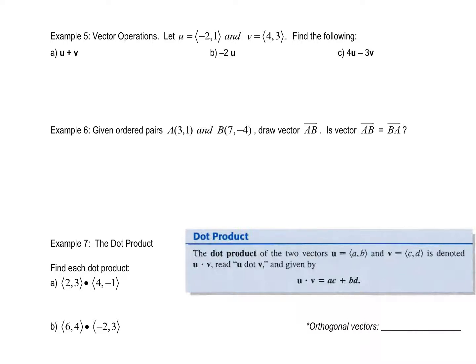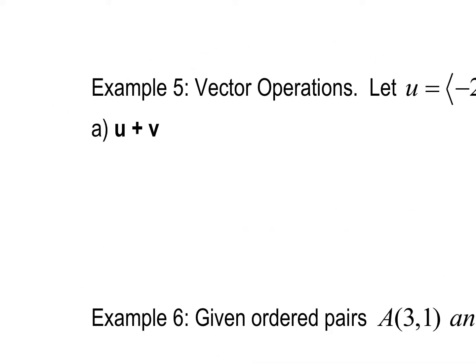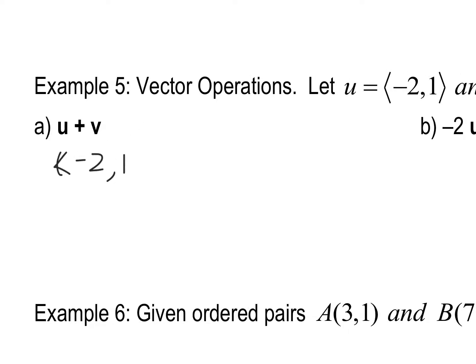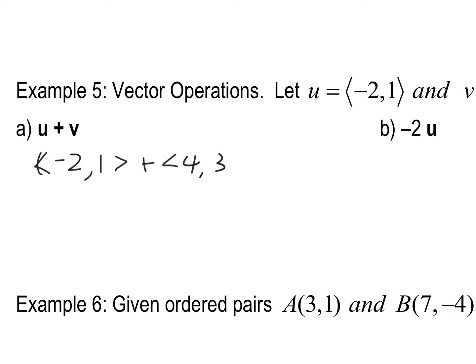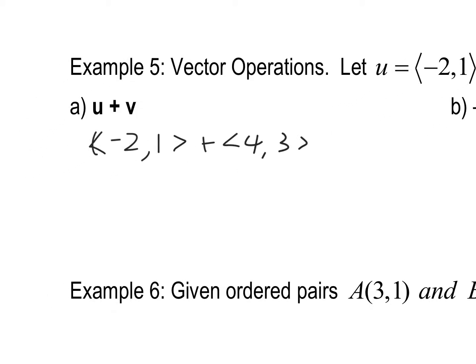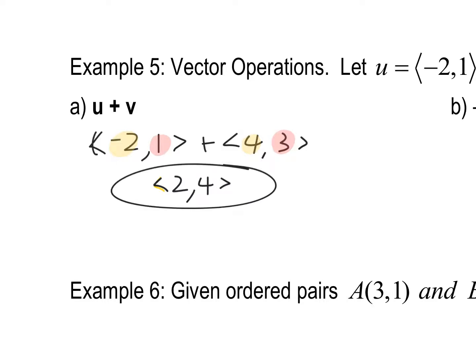So for u plus v, all I'm doing is I'm going to use a little bit of notation here. -2 comma 1 plus v is 4, 3. Okay, and so what I'm doing is, this is very simple. You could probably guess what you're going to do, but you're going to take this number and add it to this one. And that gives us 2. And then I'm also going to take this number and add them together, and that gives us 4. So that is the addition of vector u and v.